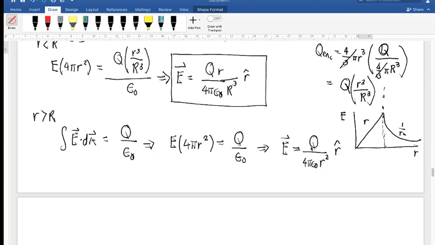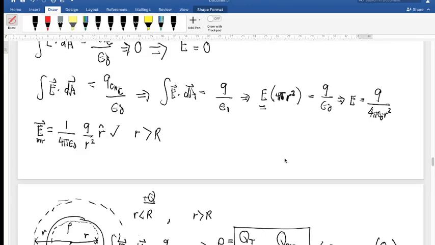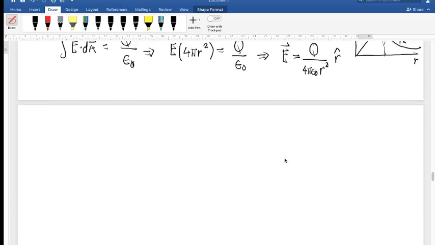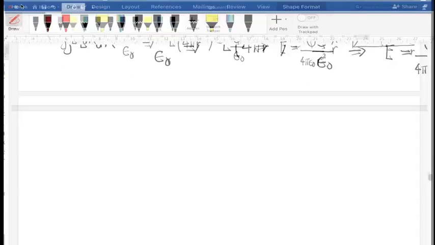So meaning, if we are far from the insulating sphere, we can see it as a point charge, with an electric field equal to q over 4 pi epsilon naught r squared. Okay, so yeah, that's sample problem number 2.